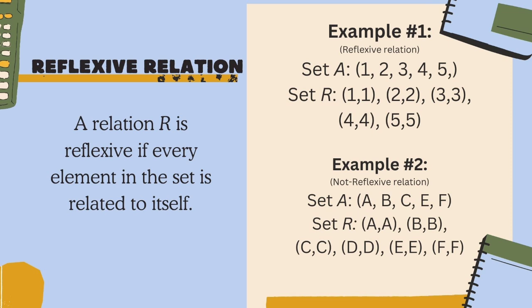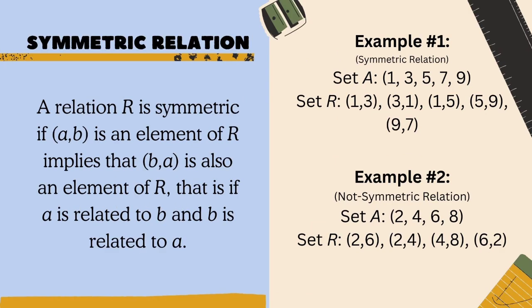Let's go with example number 2. Set A is composed of A, B, C, E, F, while set R is composed of A and A, B and B, C and C, D and D, E and E, F and F. This example is not a reflexive relation because the element D and D in set R is not an element in set A.